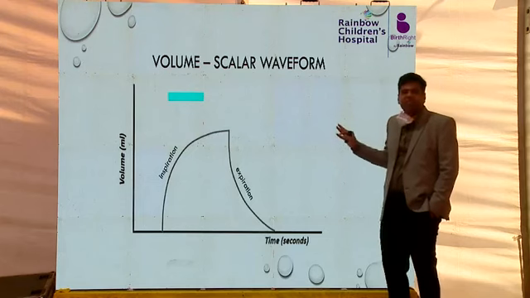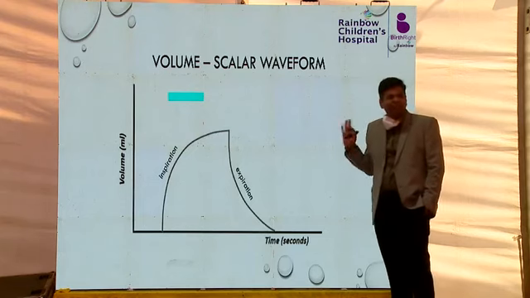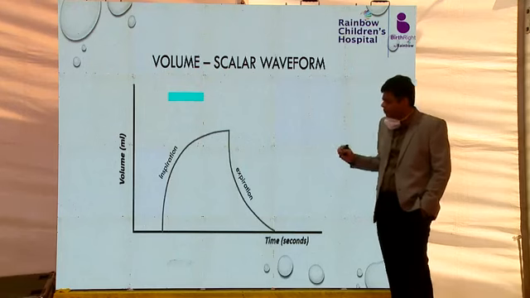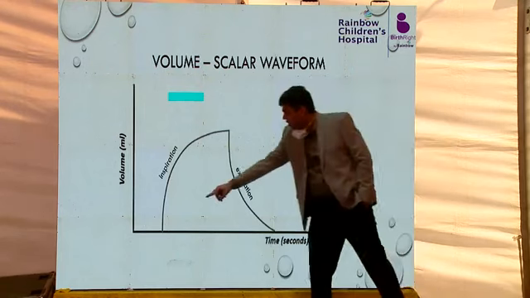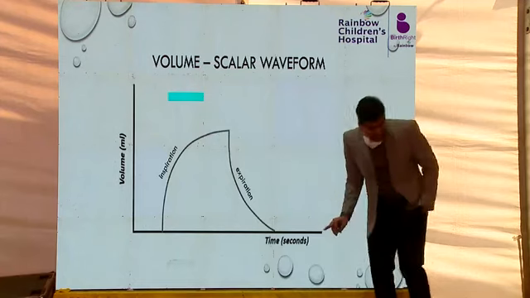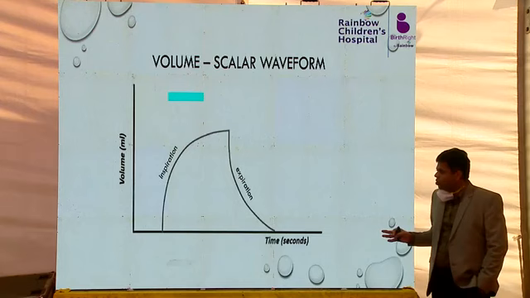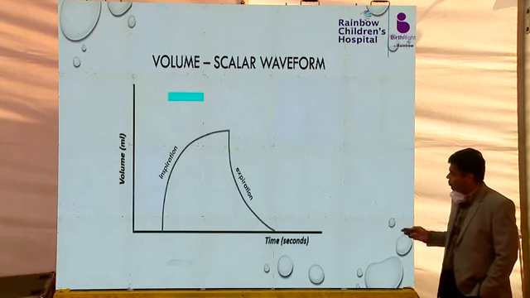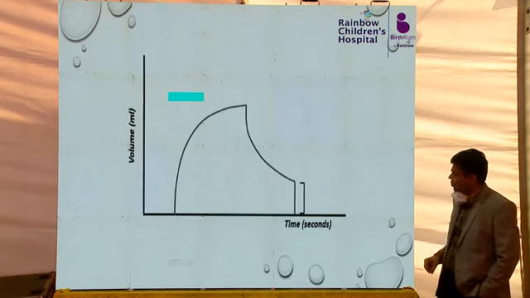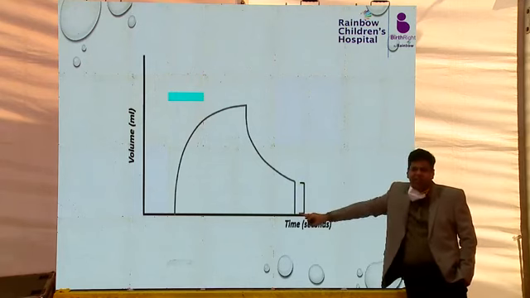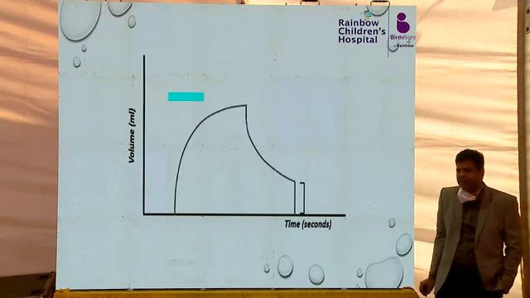The third waveform is the volume scalar waveform. On the y-axis is the volume, on the x-axis is the time. Okay. So in volume also there is an inspiration and then expiration, right? So what is happening here? The inspiration is complete, but the expiration is not coming to the baseline. Anybody, what is happening here?